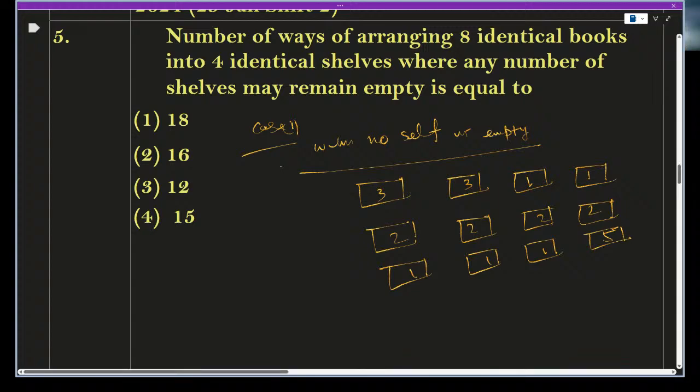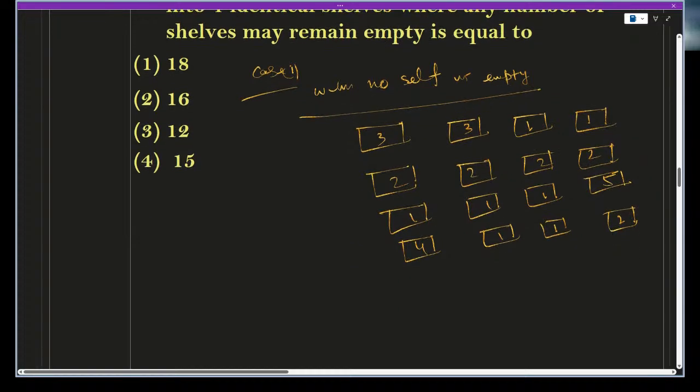After that, 1 1 5 1, 4 1 1 2. Isn't it? Why am I not arranging? Permutation combination still not arranging. Why? It is because they are all identical. Books are identical, shelves also identical.